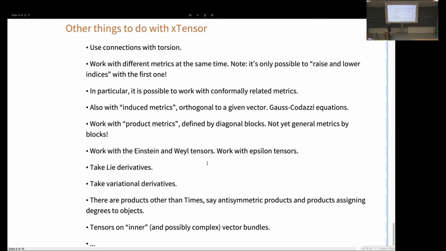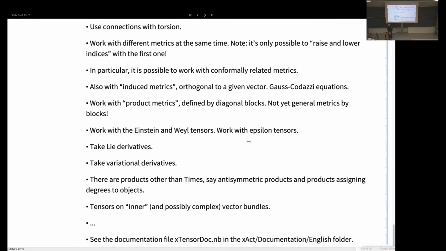You can use torsion, you can work with different metrics at the same time, conformal metrics, induced metrics on a given surface, product metrics, so you have product spaces, and so it's diagonal by blocks. You can use many other tensors, like bitensors, Lie derivatives, variational derivatives. You can use other products, like Lie brackets, things like that, or the antisymmetric product of differential forms. You can use inner bundles. This is important for particle physics, and complex bundles, lots of things. It's all documented. There's a big notebook with all the documentation.